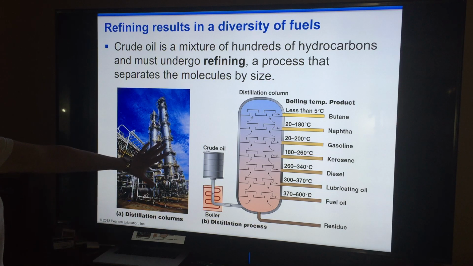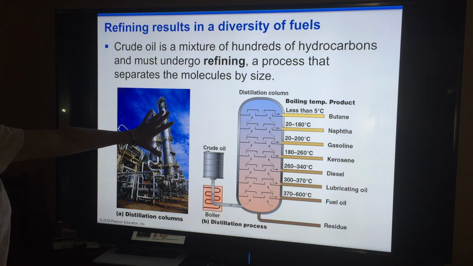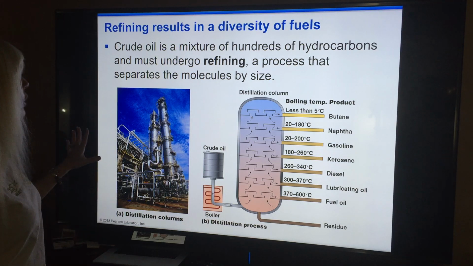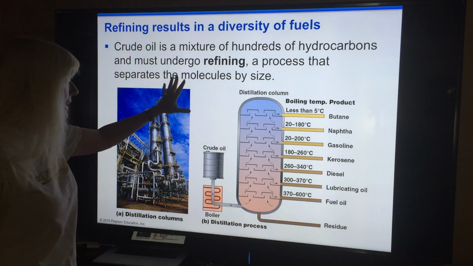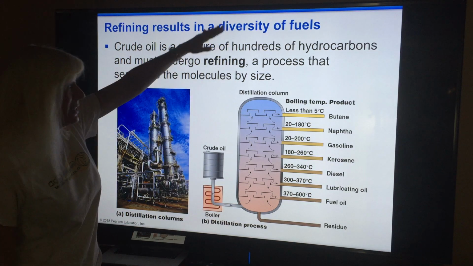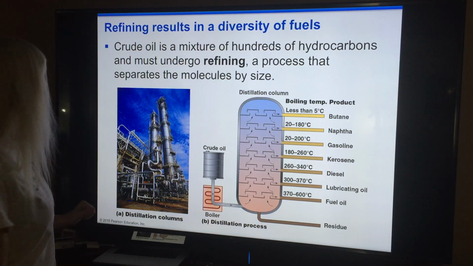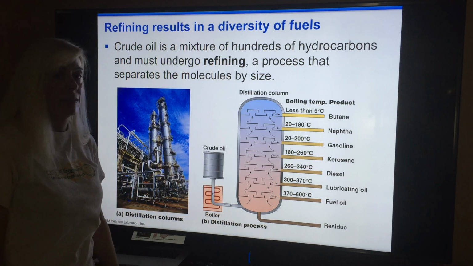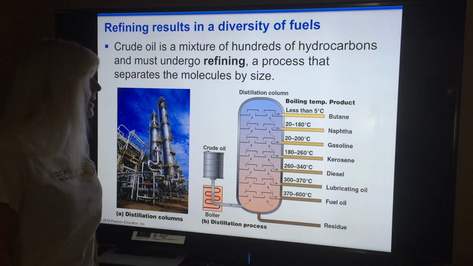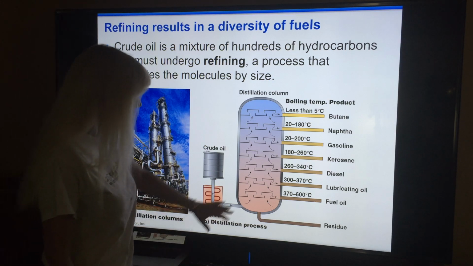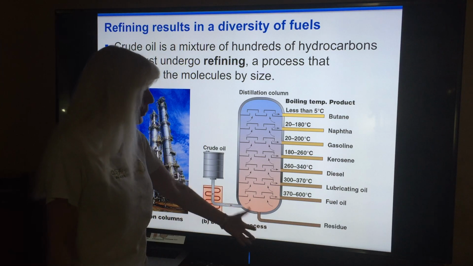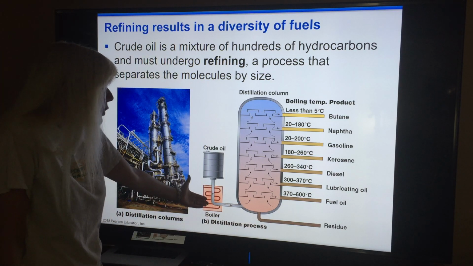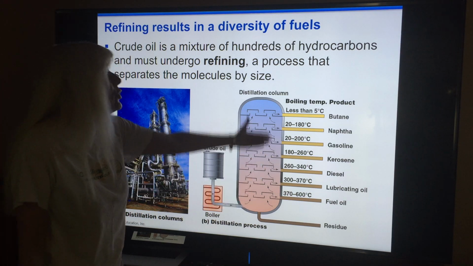Okay, so you need to understand how this works and what we get out of our crude oil. It's a mixture of hundreds of hydrocarbons and must undergo refining. So it comes out and we get all of these things. It's a process that separates the molecules by size. Look, it's a distillation column. And you can see here's residue, which we have to get rid of, which we always do. We've got to boil it. So now we have to add all this energy in order to get this out.